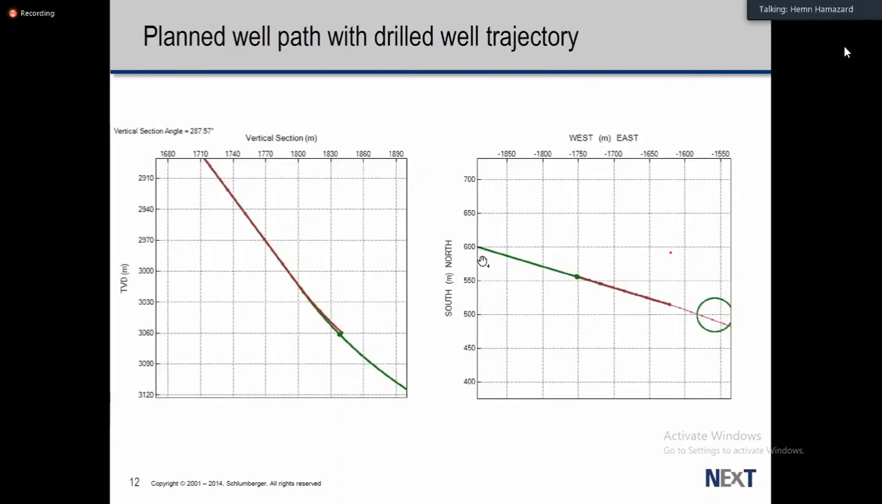Like I said, if you take a look at this, this is a vertical section. That means this is your plan, and this is the actual. If you take a look at this vertical section, you are drilling this well pretty much in line with the plan. And in here, the plan section gives you the same information.